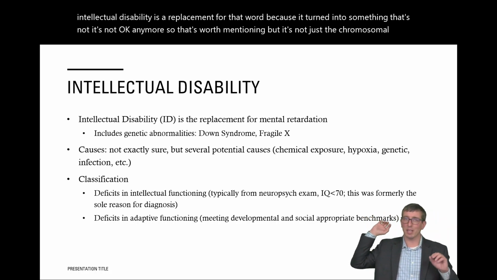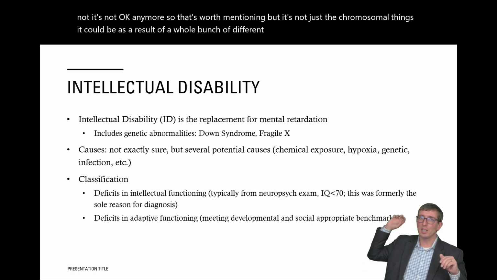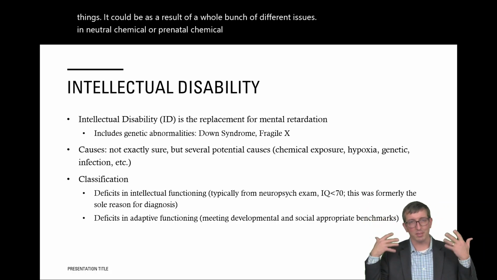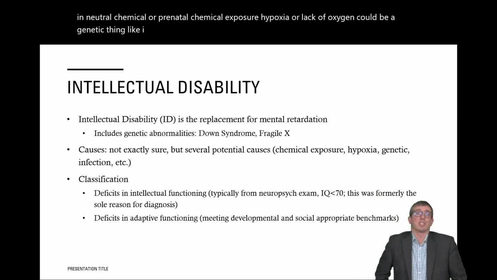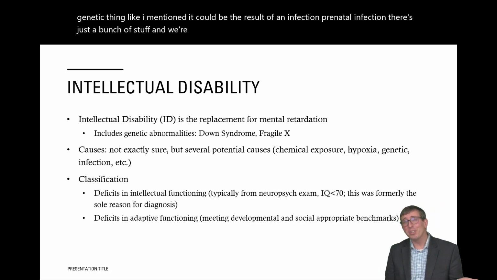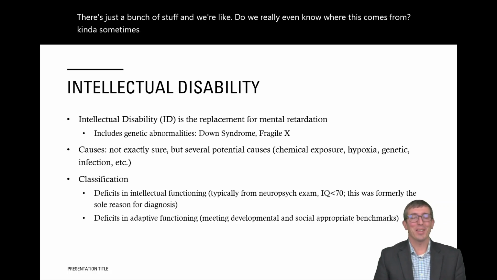But it's not just the chromosomal things. It could be as a result of a whole bunch of different issues. In utero chemical or prenatal chemical exposure, hypoxia or lack of oxygen. Could be a genetic thing, like I mentioned. It could be the result of an infection, a prenatal infection. There's just a bunch of stuff, and we're like, do we really even know where this comes from? Kinda, sometimes, you know? Other times we don't know.